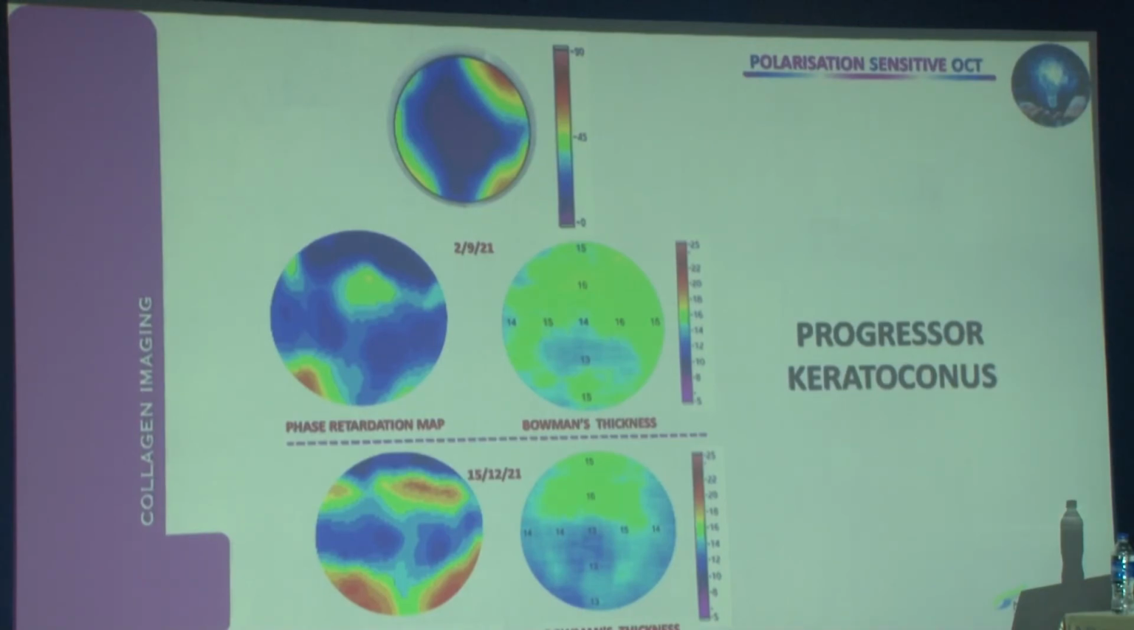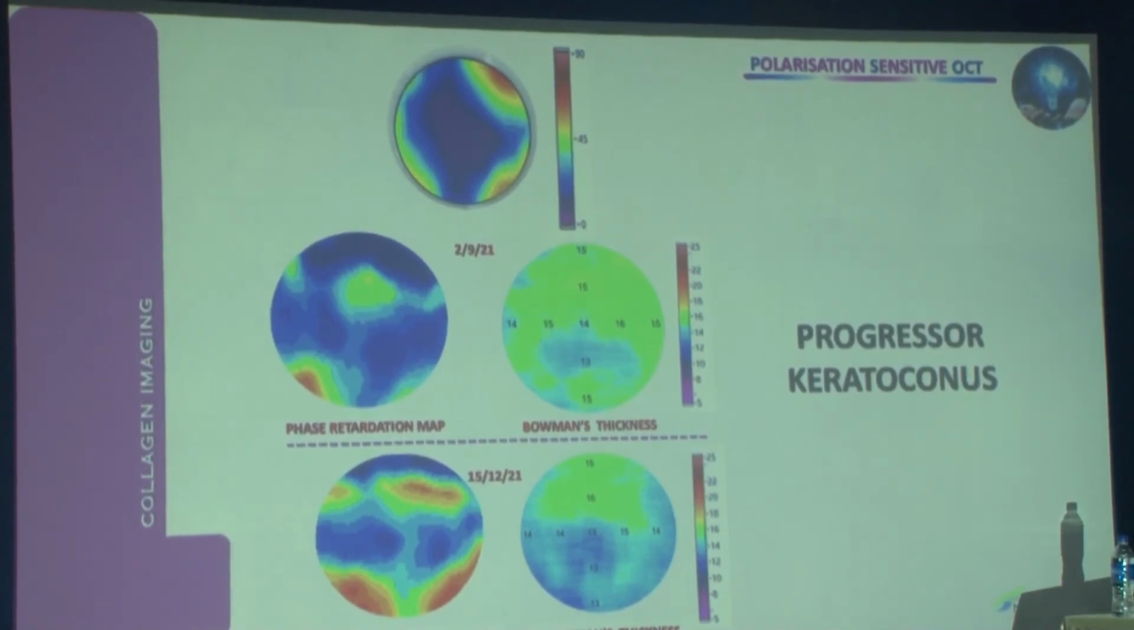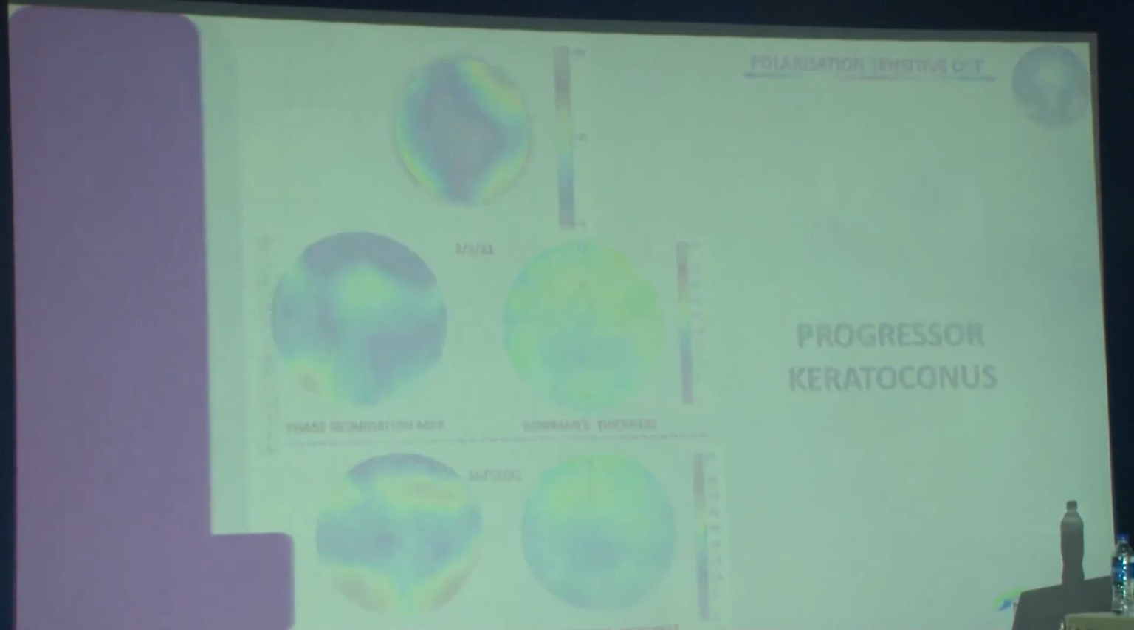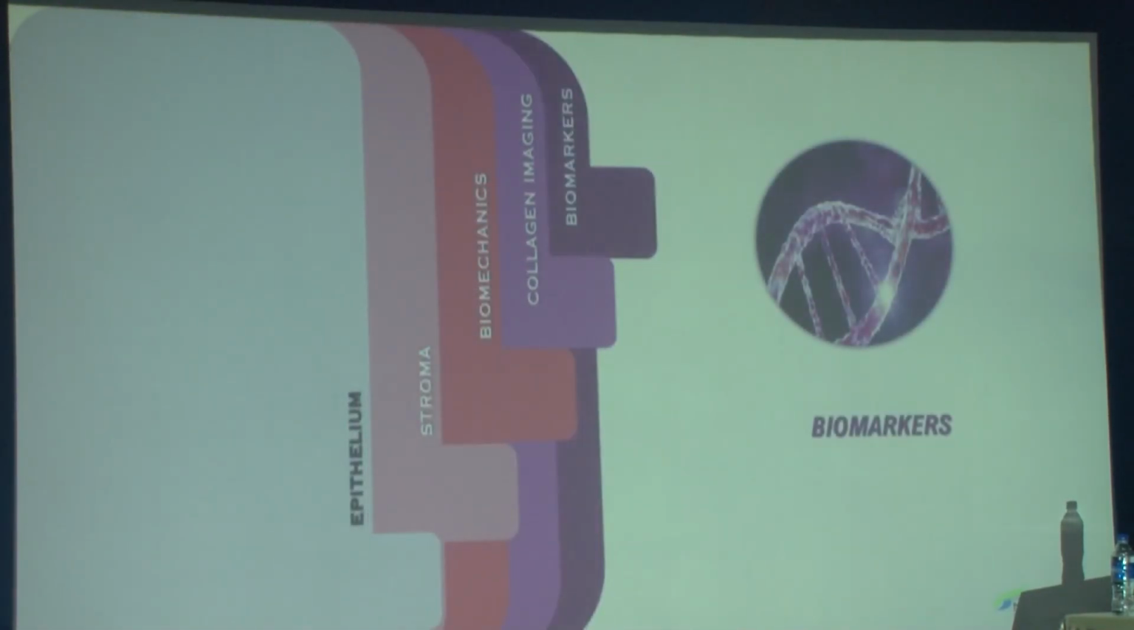Looking at topographies nowadays, you cannot actually tell whether, after cross-linking, the patient will be stable, progress, or it's going to fail, right? So collagen imaging actually can give you a better picture, because if it's a weaker collagen, the cross-linking effect might not be optimal, and if it's a good collagen, it will be optimal. So that is how the polarization sensitive OCT will help us in practice.